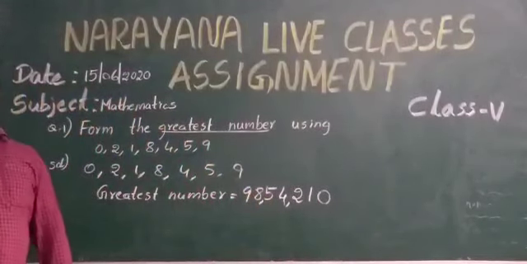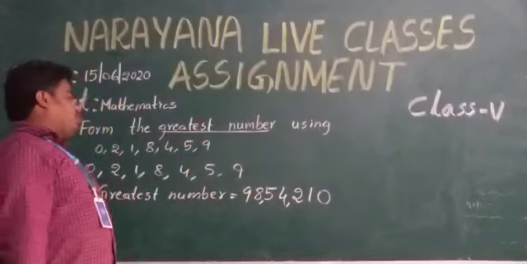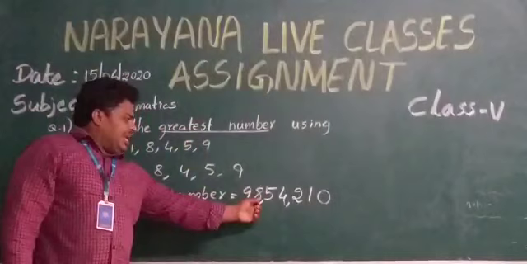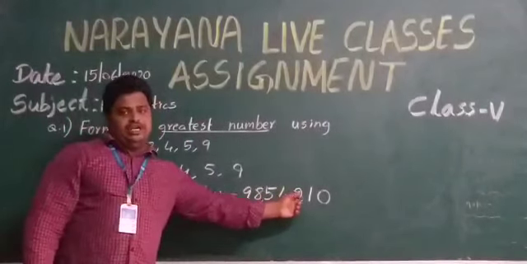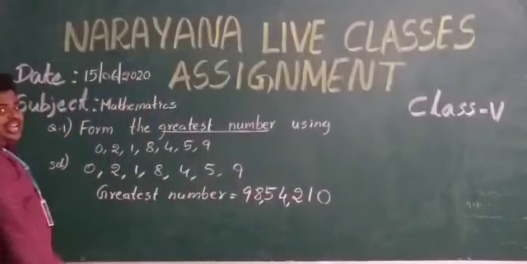After writing, split the number according to the periods of the Indian place value system of numeration. The number is 98,54,210. So this is the greatest number.